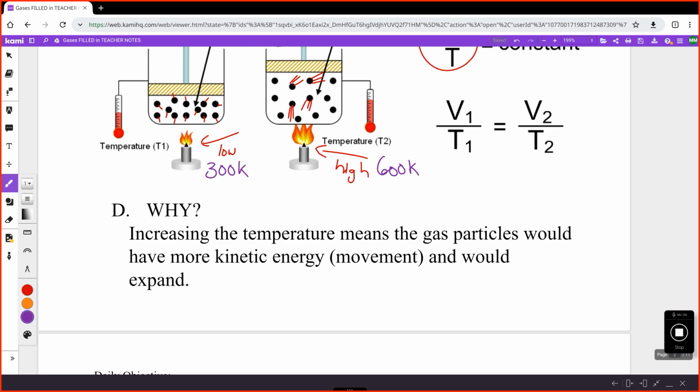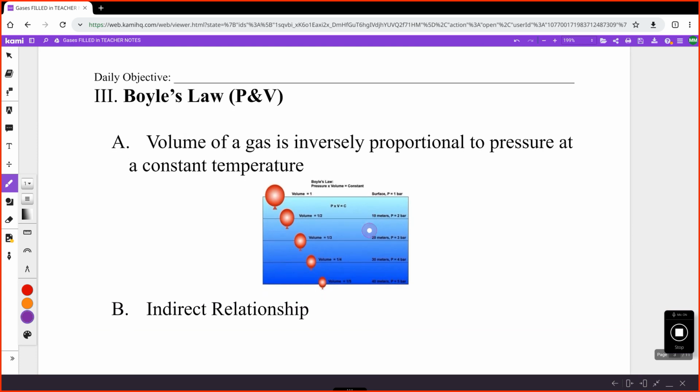The reason this happens is because the increased temperature means the gas particles have more kinetic energy. They move more, and then they just naturally expand. Now, this is Charles's law. It holds pressure constant, changes temperature, changes volume. We'll move on to Boyle's law.